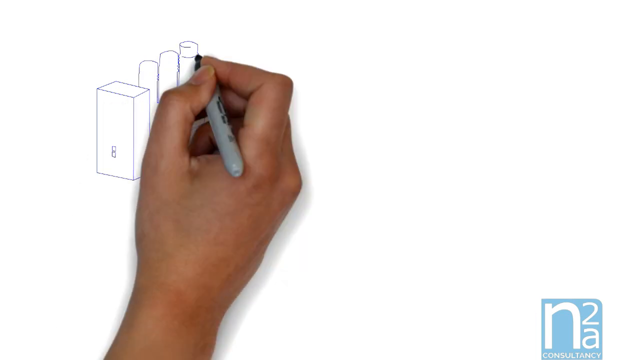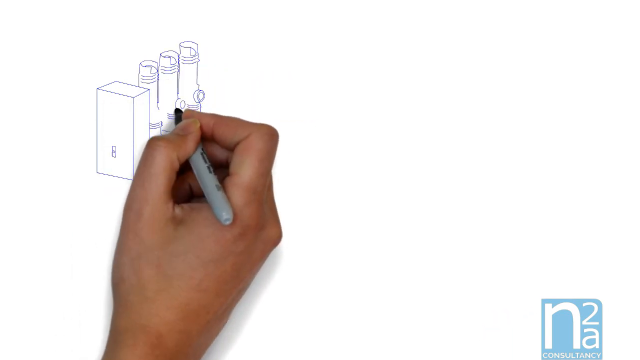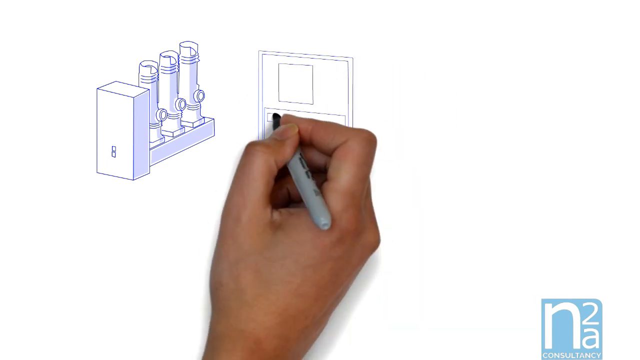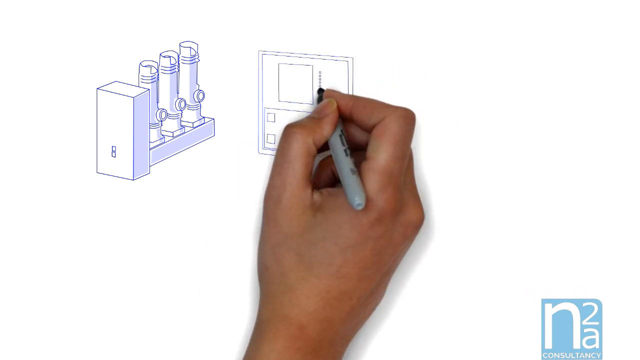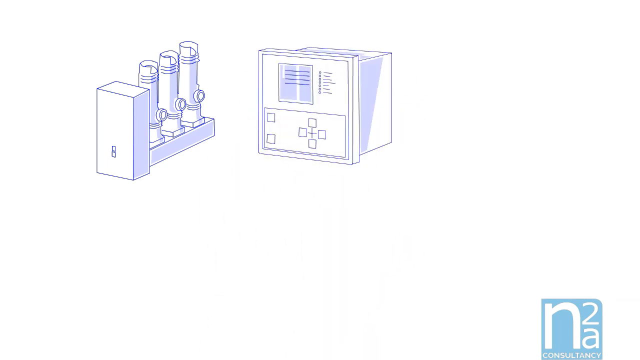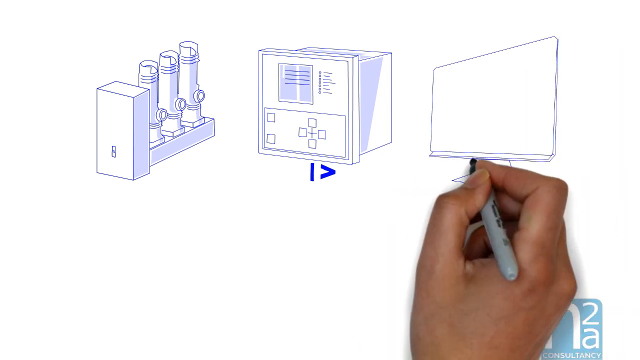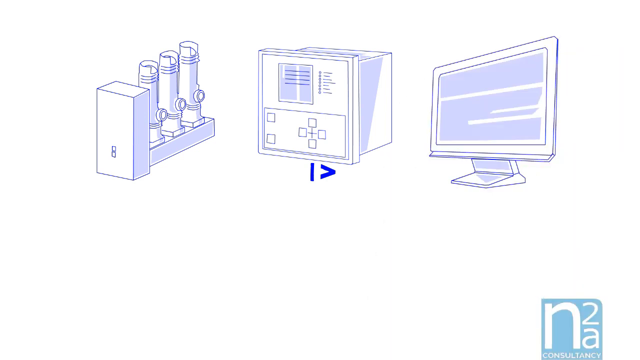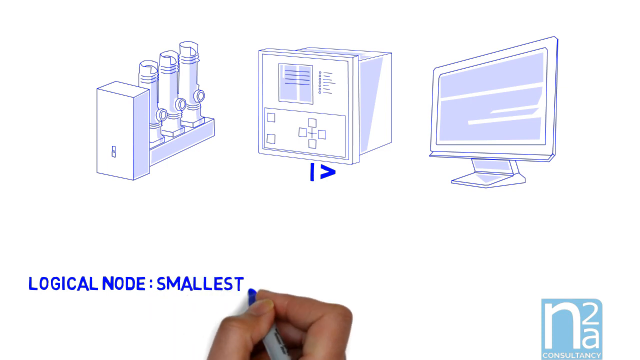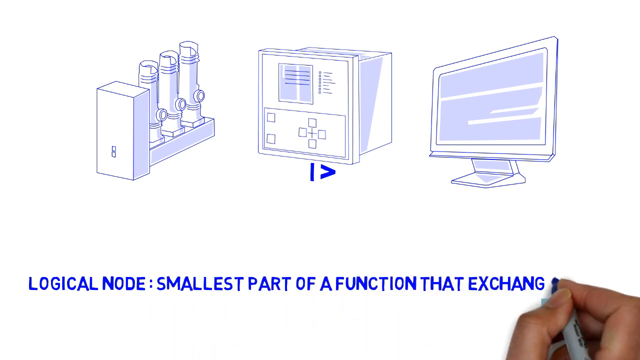Now we have described the communication process, we need to define the structure of the information. IEC 61850 has modeled all devices and functions in a substation, with an object-oriented description. The key element of this modelization is the logical node. A logical node represents the smallest part of a function that exchanges data with a predefined name.